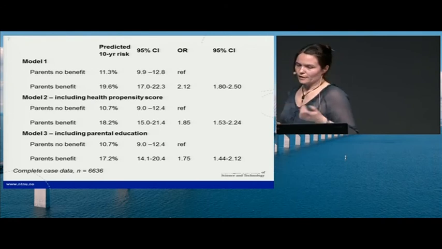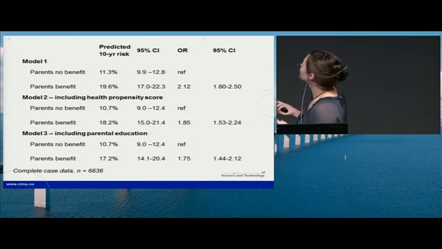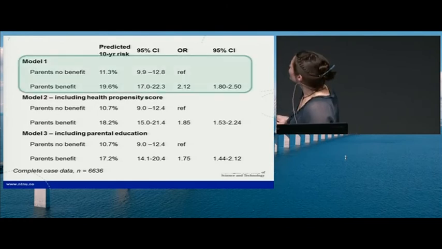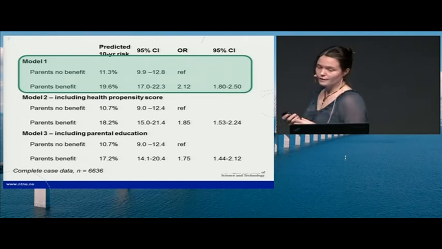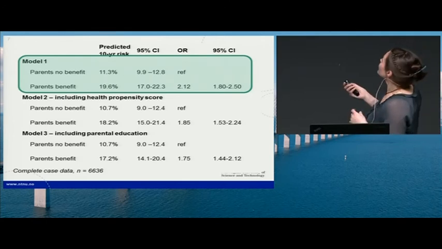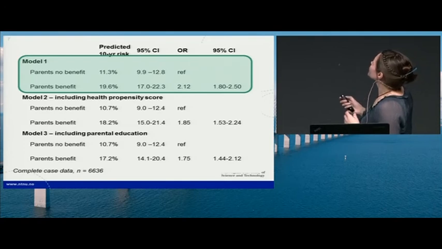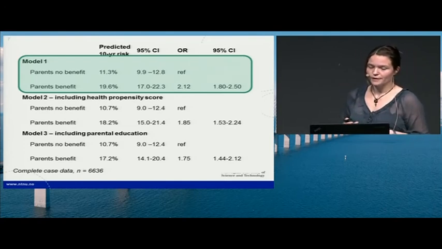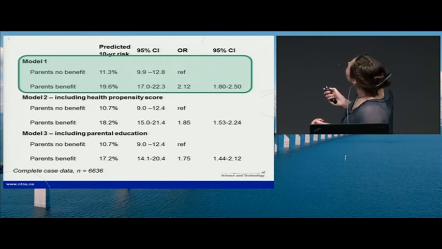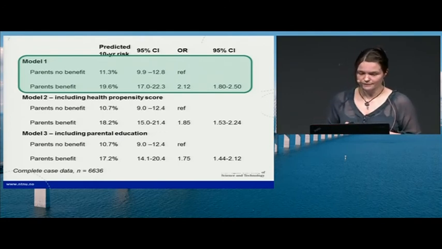And in order to have a better picture of what this represents in practice, we have also predicted 10-year risks in the two groups of receiving a benefit. And in this first model, it's a crude model adjusted for age and follow-up time and sex. And you can see that the adolescents with parents on benefits had an odds ratio of 2.12 compared to the other group. And if you see the predicted risks, they had 11.3 and almost 20% 10-year risk of benefit reception.